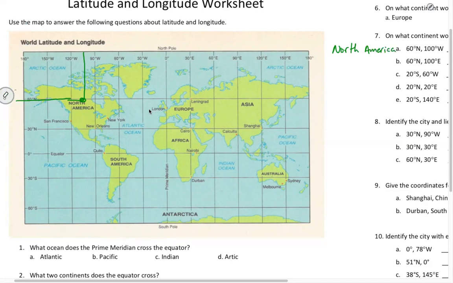Ellie. Yeah. What continent is 60 degrees north and 100 degrees east? Is it Asia? Asia.